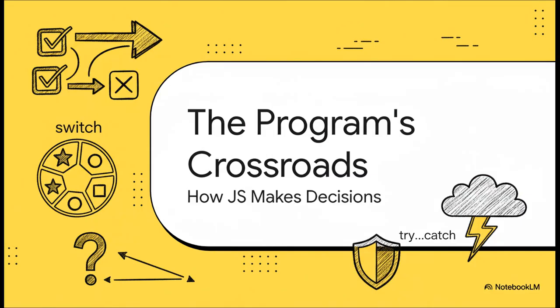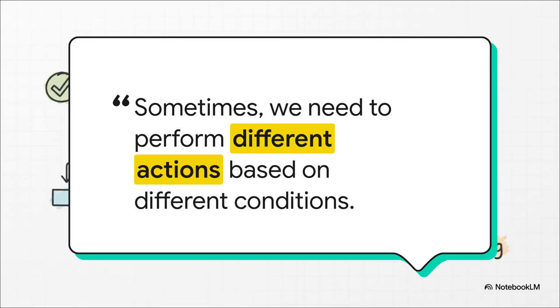When you get right down to it, every useful program is just a series of decisions. And that's what we call control flow. It's like the logic engine inside your code, the part that decides what happens next and why. So, last time we talked about loops, how to make JavaScript do things over and over. Now we're shifting gears from the question of how many times to the much more interesting question of which way to go. It's really the next logical step in making our code intelligent.